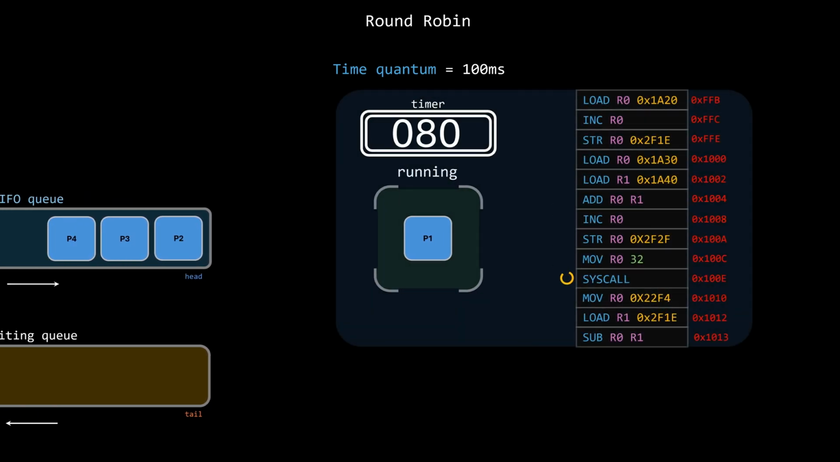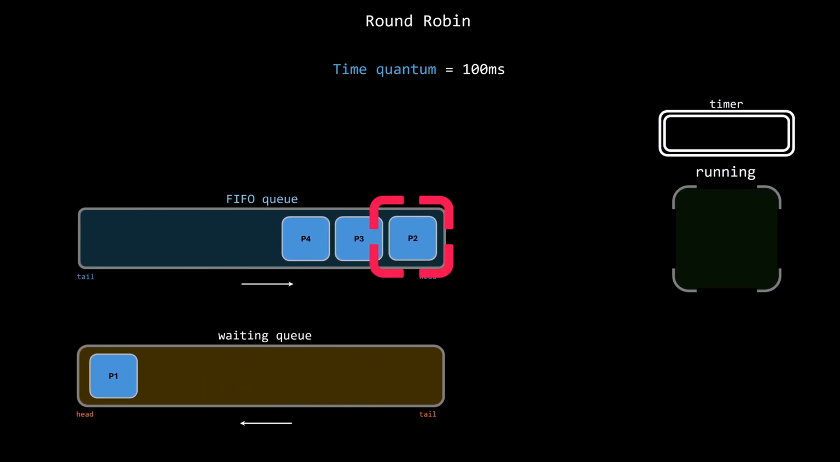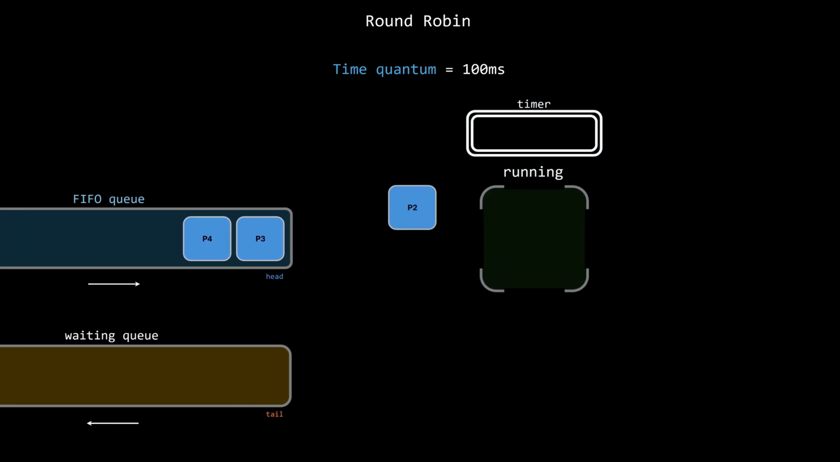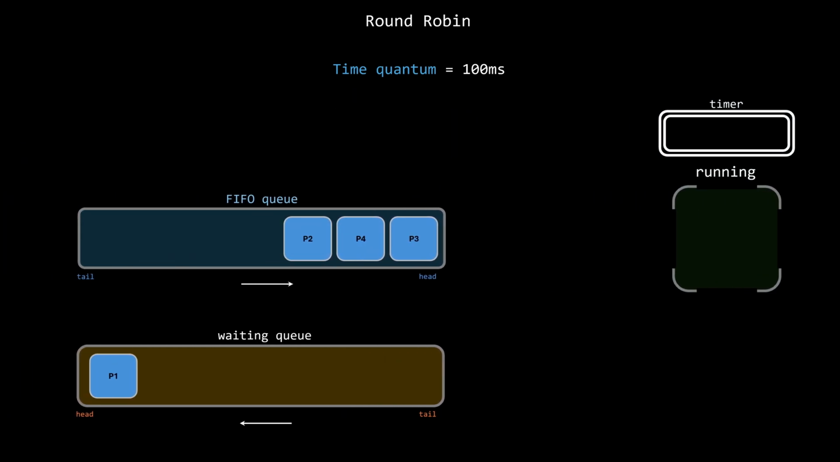The process may have a CPU burst of less than one time quantum. In this case, the process itself will release the CPU voluntarily. The scheduler will then proceed to the next process in the ready queue. If the CPU burst of the currently running process is longer than one time quantum, the timer will go off and will cause an interrupt to the operating system, forcing a context switch to be executed, and the process will be put at the tail of the ready queue. The dispatcher then selects the next process in the ready queue.